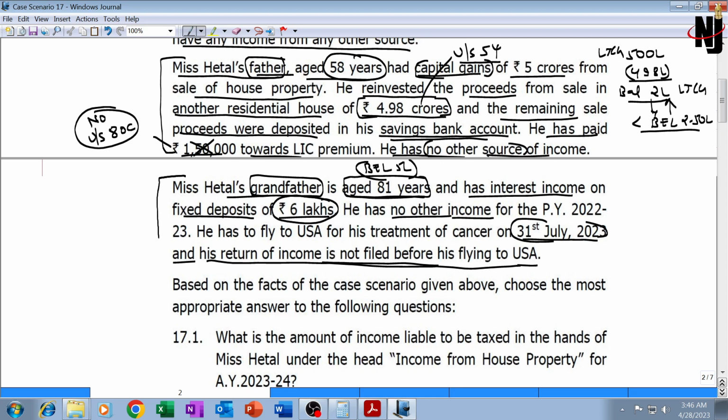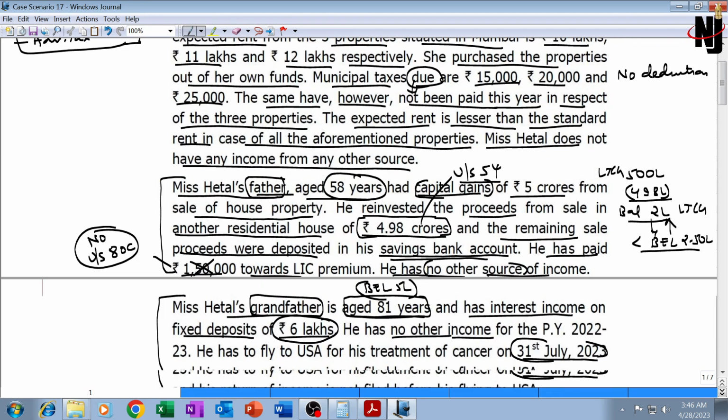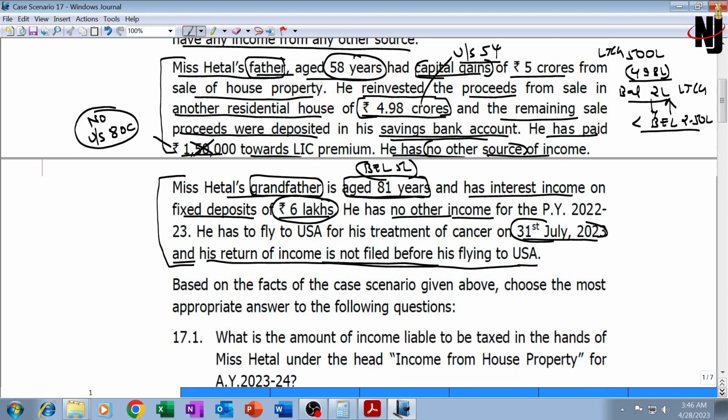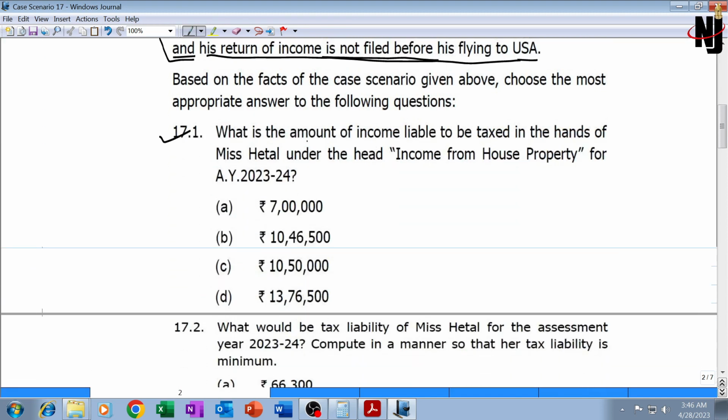This entire paragraph is dedicated to grandfather. First paragraph is for Hethal, second paragraph is for her father, and third paragraph is for her grandfather. What are the questions asked? 17.1. What is the amount of income liable to be taxed in the hands of Ms. Hethal under the head income from house property?